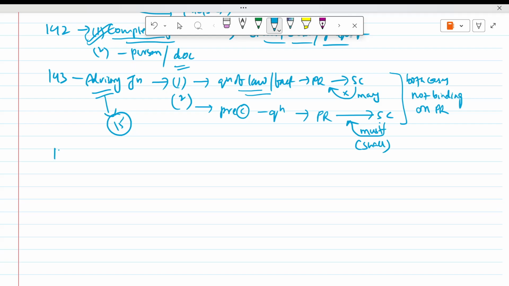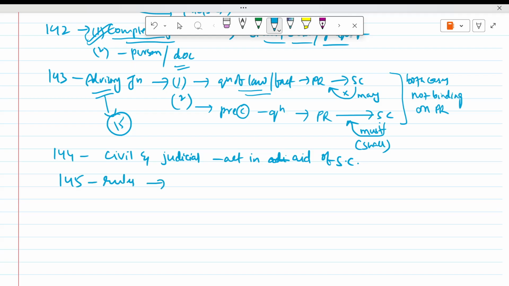Then 144. All civil and judicial authorities act in aid of the Supreme Court. That is 144. 145, rules of the Supreme Court. There are some rules made by the Supreme Court with the President's approval, subject to law of Parliament. There are some rules.